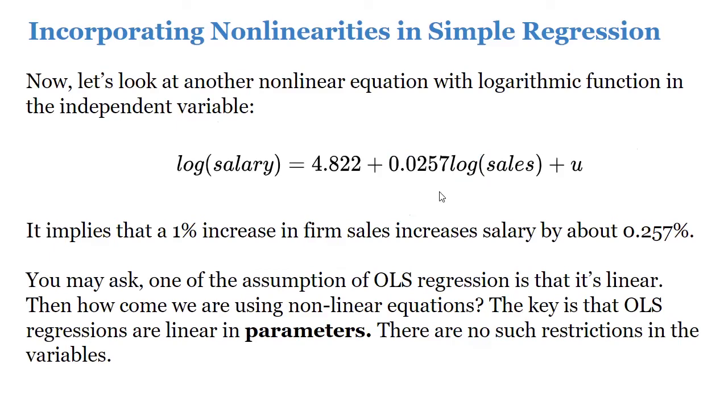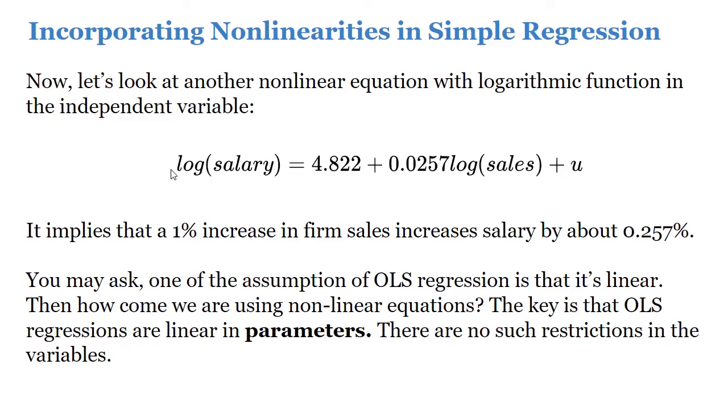Let's look at another model. We've got a relationship between salary and sales here, and we've got a log function in both the dependent variable and the independent variable. This is a constant elasticity model. Here, the coefficient of sales is 0.0257. So the model means that a 1% increase in firm sales would increase salary by 0.257%.